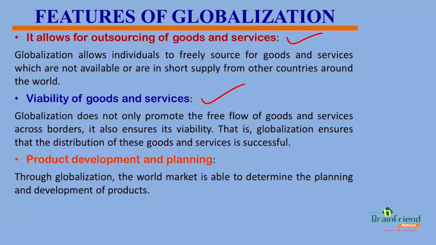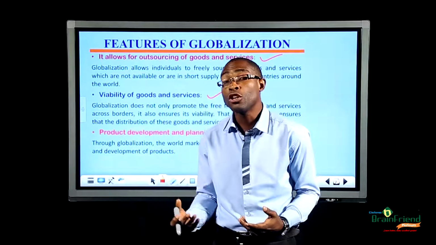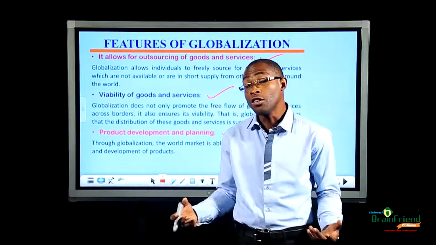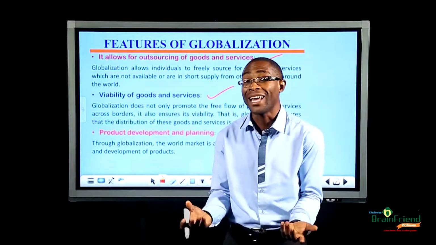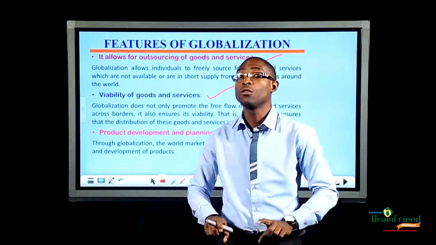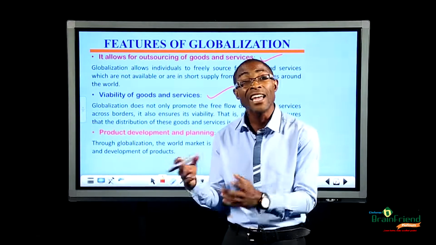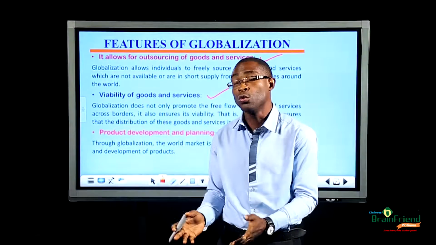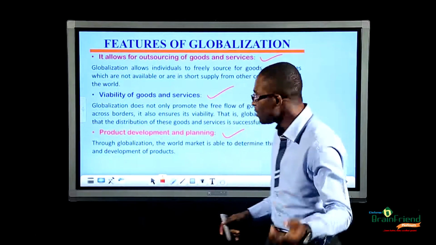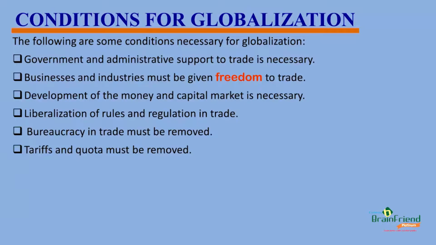As we proceed, we have the last but not the least for this class of the features of globalization as product development and planning. Through globalization, the production of goods and services in the world market is being planned and developed. Because the world market is seen as a single market, this determines the kind of goods and services that come into that market. Now, let's go further by looking at conditions for globalization.